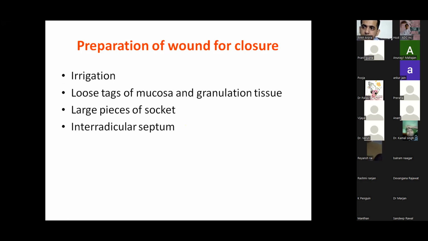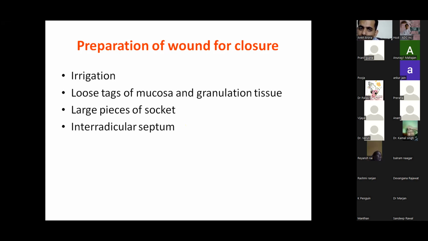Okay. So before you close it, you need to prepare the wound for closure. I'll repeat. You need not to close it like this. You need to properly prepare the wound so that the clot that is inside the socket or beneath the tissue needs to properly be there. Only then it would be properly prepared, right?